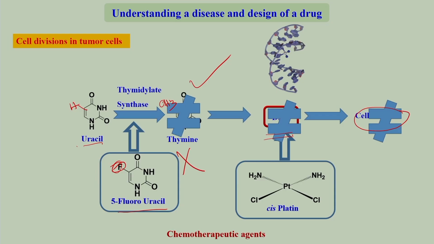Now, once this DNA is synthesized, this is the structure of the DNA. This is the double helical structure of the DNA. I will explain later in detail. Now, if we can block or if we can inactivate the DNA itself, then it cannot do the cell division. Such a molecule is called cisplatin. This is an inorganic complex which is also a renowned anti-cancer agent. 5-fluorouracil is also a commercially available chemotherapeutic agent, so is cisplatin.